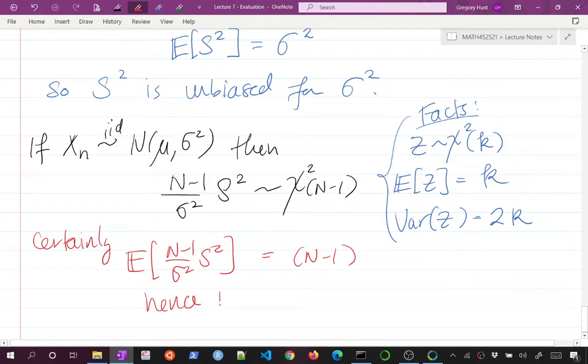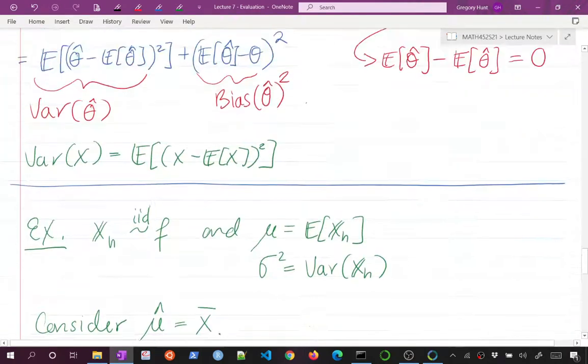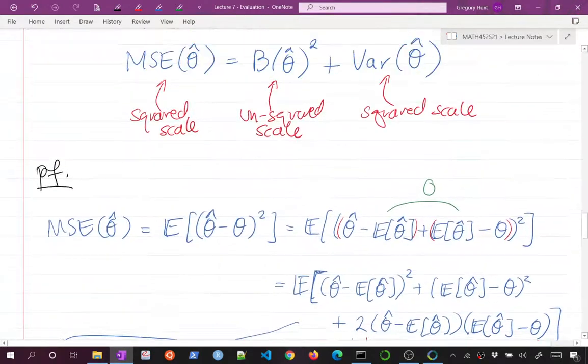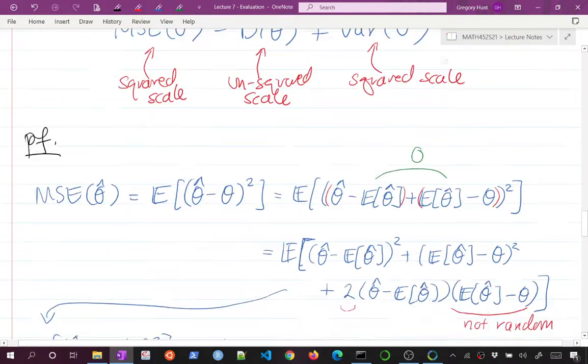Hence, as we already knew, the expected value of s squared, since n minus 1 and sigma squared are constants, we can move to the other side. Sigma squared. That's something we already knew, but it's good to see it again. Now, however, if we want to calculate the MSE, according to our theorem, we need both the bias, which is 0 for the case of s squared. We also need the variance. Now we can calculate the variance.